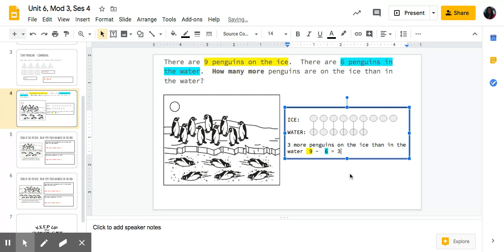So this equation right here matches my story problem. And what I did was compare the two numbers. I compared 9 and 6 to see what was the same. This right here we know is all the same. And what was different. And I found my difference of 3. 9 minus 6 equals 3.